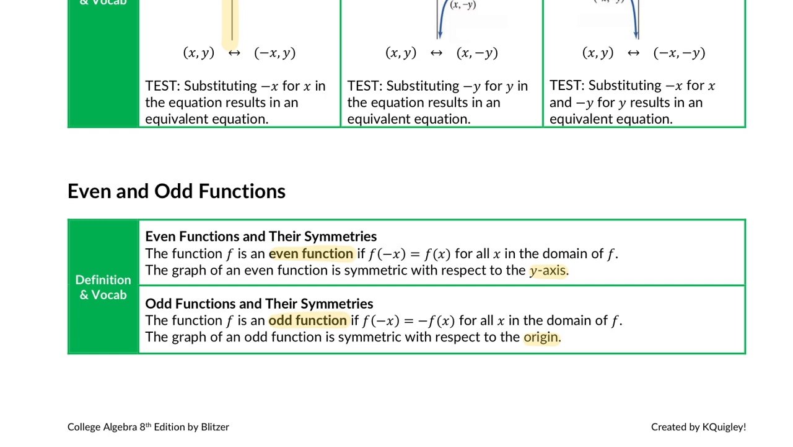To check analytically if a function is even or odd, what you will do is plug in negative x and resolve the equation. If it looks the exact same, the function is even. If it looks the exact opposite, it is odd. Odd, opposite, origin. All of those words go together.